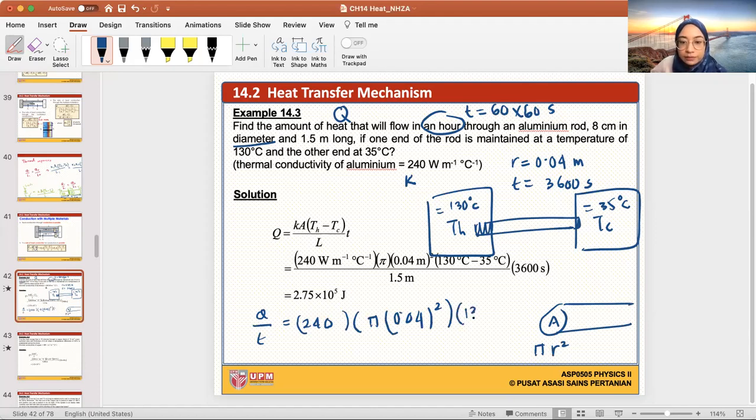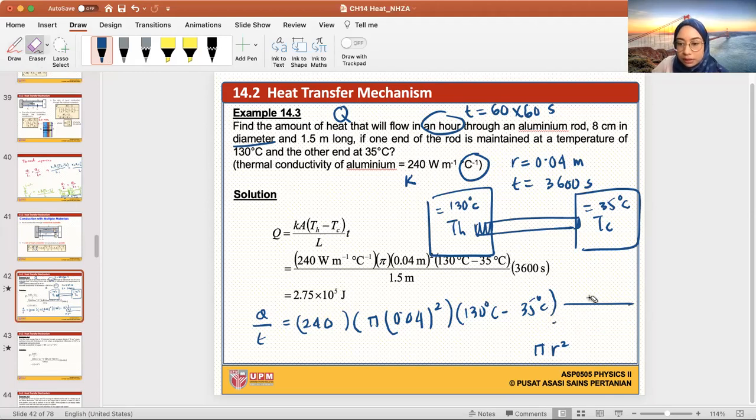Next is delta T, which is 130 degrees Celsius minus 35 degrees Celsius. Do I have to change to Kelvin? No. Why? Because this coefficient is in per Celsius. So that's your hint. Your constants or coefficients give you the hint. What units should you use in the equation? Here it says per Celsius, so your temperature should be in Celsius. Don't have to convert it.